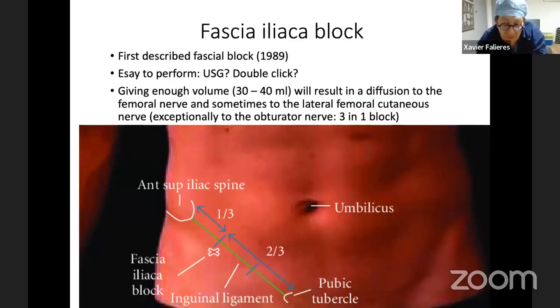But then we have the alternative, a very old block described in 1989, the fascia iliaca block. For many years we said it was a three-in-one block, but not really.